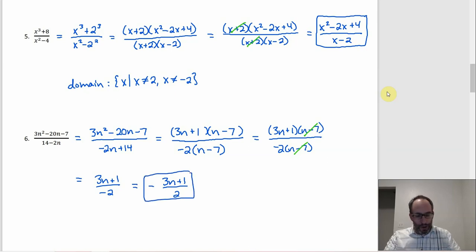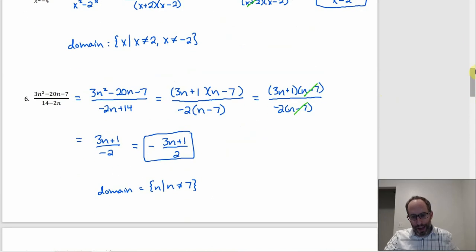And then the domain, I suppose this one, if you're not careful, if you just look at the final answer, it would look like the domain is all real numbers, but we have to make sure we exclude the 7, even though it got canceled. So the domain would be the set of all n such that n is not equal to 7. All right.